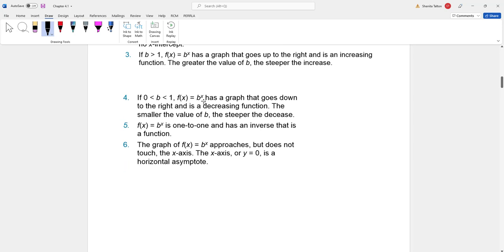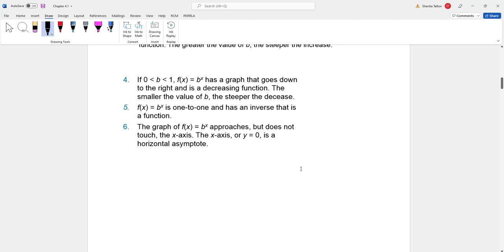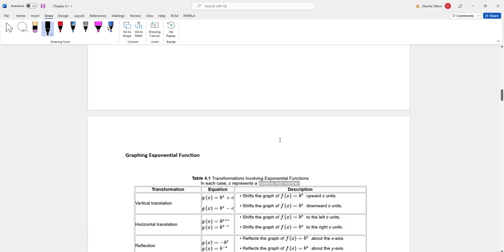If b is in between 0 and 1, the graph goes down to the right and is a decreasing function. The smaller the value of b, the steeper the decrease. This function is one-to-one and has an inverse that is a function. The graph approaches but does not touch the x-axis. So it approaches the x-axis, but it never touches the x-axis. So y equal to 0, or the x-axis, is what you call a horizontal asymptote.